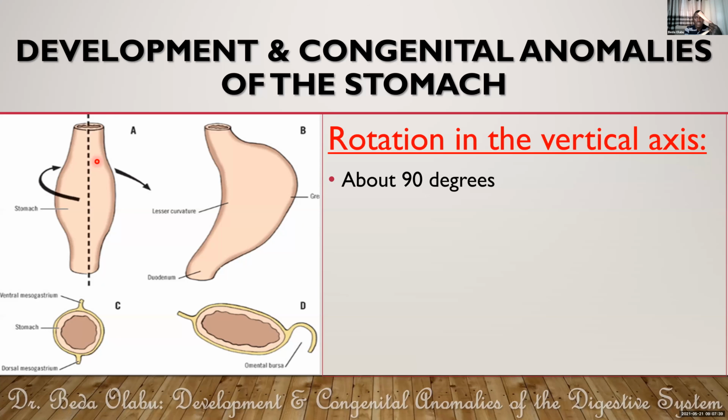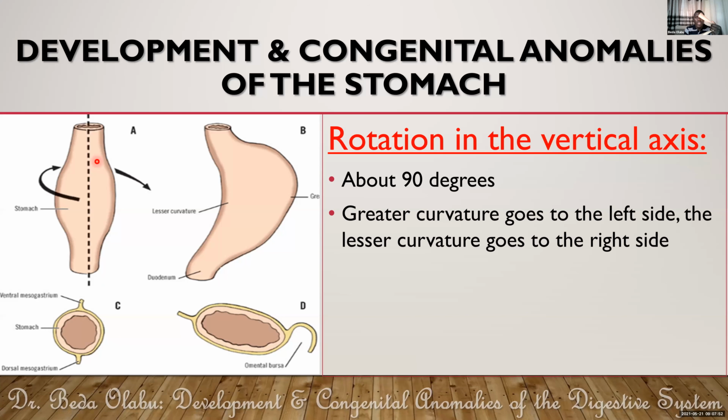What are the results of this rotation? Assume that the stomach you're seeing in my video is actually my stomach. And so you see that 90 degrees rotation. One of the implications is that the greater curvature of the stomach goes to the left, while the lesser curvature goes to the right, as you can see in this image. The greater curvature goes to the left of the individual, the lesser curvature goes to the right of the individual.